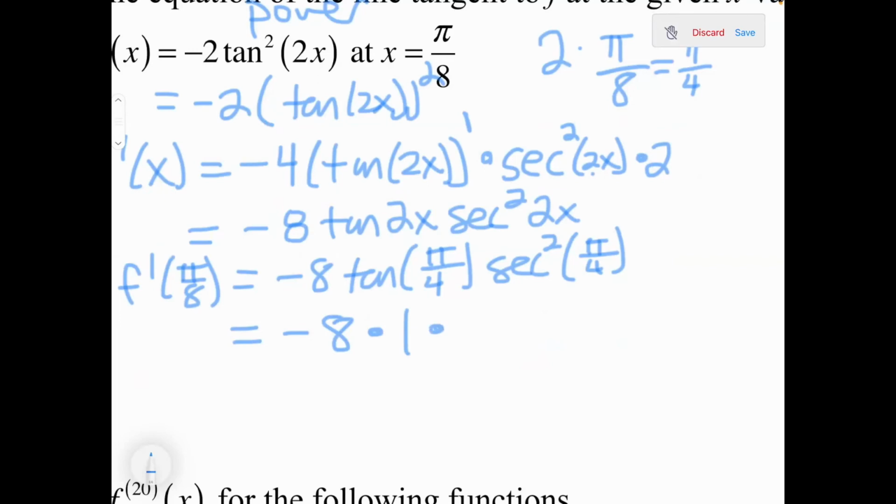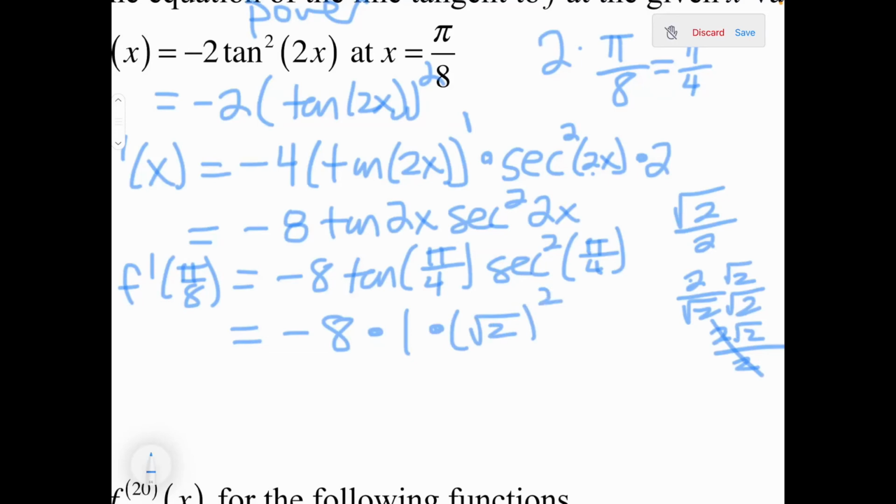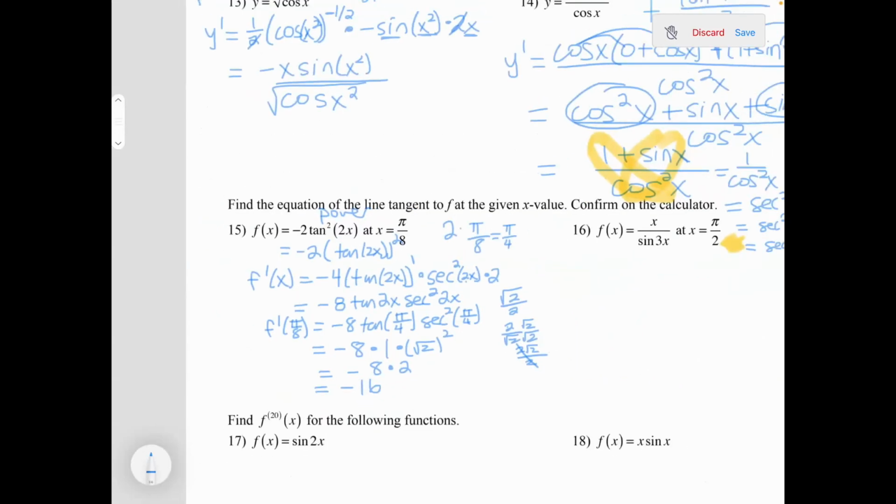And secant of pi over 4. Secant is the reciprocal of cosine. So cosine of pi over 4 would be √2 over 2. So secant would be the reciprocal of that, which would be 2 over √2, which we can rationalize the denominator, multiplying top and bottom by √2. We get 2√2 over 2. Well, the 2's cancel out. So we end up with √2 quantity squared. So we get -8 times root 2 squared. Root 2 squared is just 2. So we get the slope of our tangent line is -16.